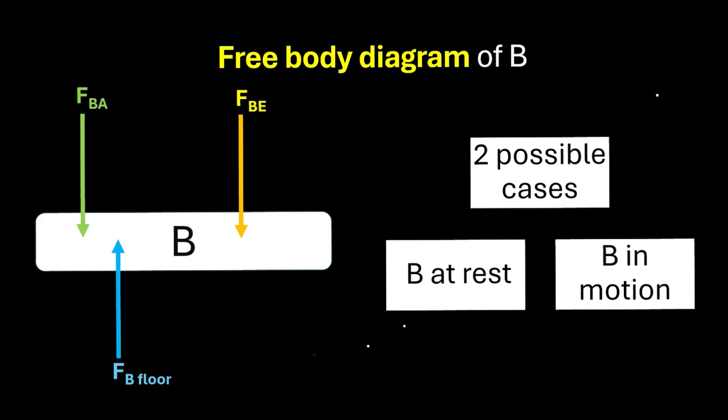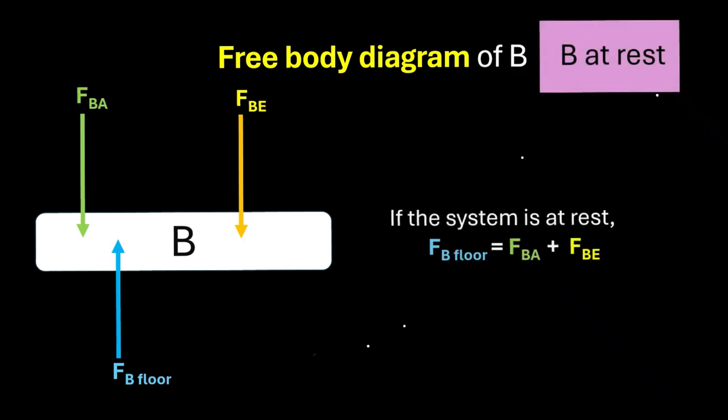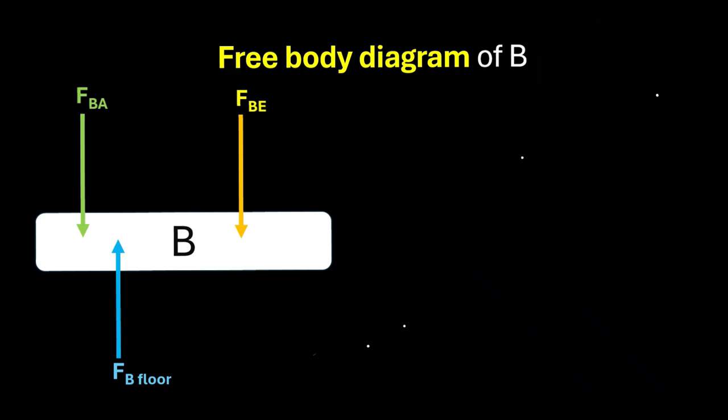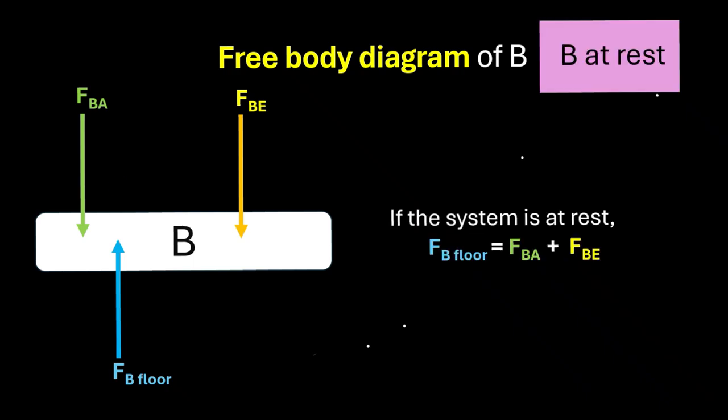Now, this itself can be of two cases. One, when the body is at rest. Two, when the body is in motion. What I'm trying to say is when this system is at rest, these forces balance each other, which means the upward force will be balanced by the downward force. And therefore, the force acting upwards, which is the normal reaction on B due to the floor, would be equal to the sum of forces acting downwards, force on B due to A plus force on B due to earth. Okay. Now, this is the condition when we say B is at rest.